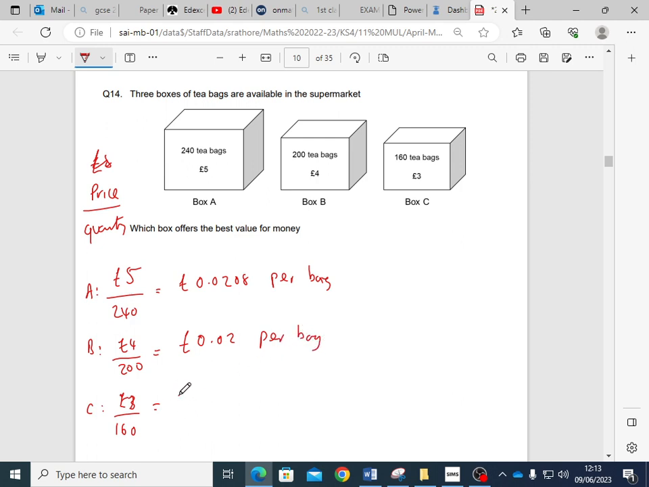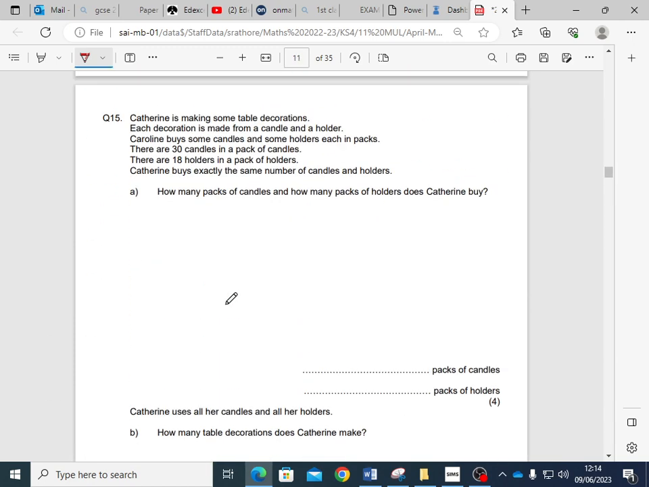And this one's going to be 3 pounds divided by 160. There you go. It's going to be 0.0187. So it's going to be less than 2p a bag. In fact, in this example, C is the cheapest per bag. So C is the best buy. Now they haven't had one of those, so I'm guessing one of those will come up. So look at further. Let's go on.